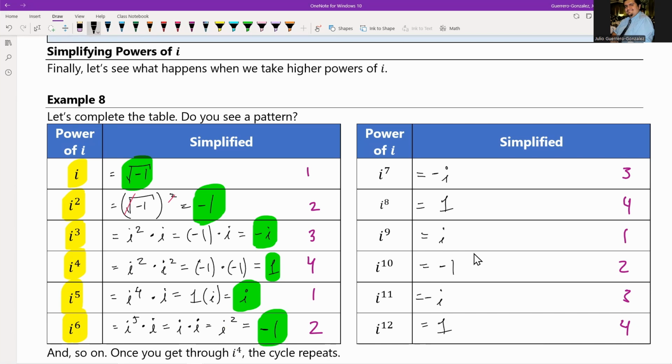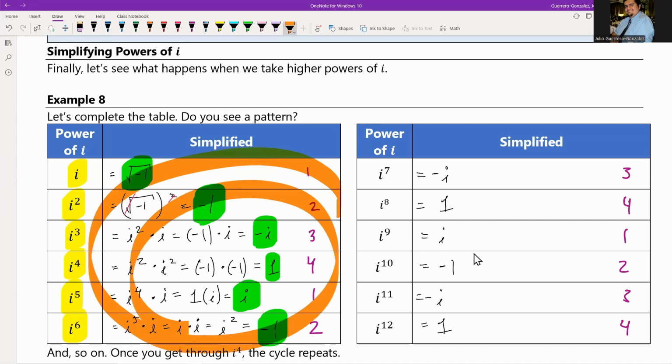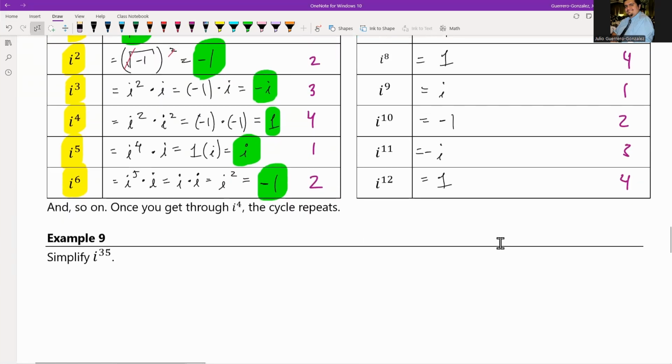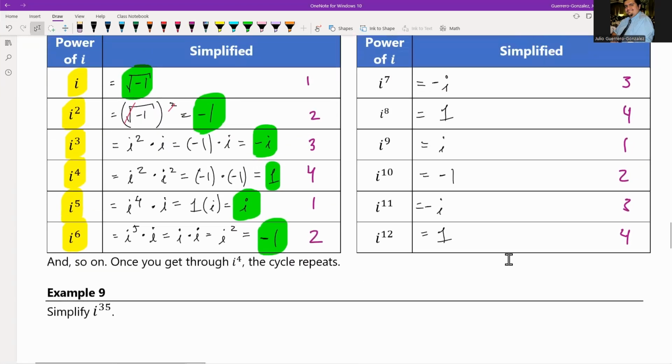Hopefully you guys see the... So if you end up doing this for all of these, you end up getting those answers. Got it? Okay. So what we get is that once you get to i to the 4th, it just repeats over and over and over again. Which brings me to this.